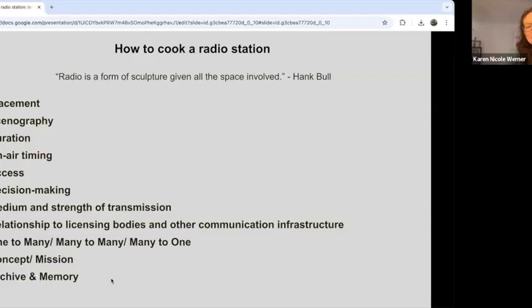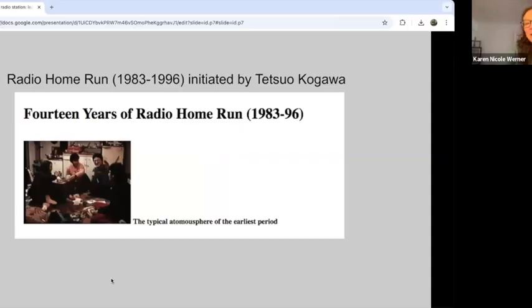Then this idea of one to many, many to many, many to one goes back to these ideas of Bertolt Brecht. Is the radio station conceived of as a space where there's a sender sending out a signal? Or what I love about the Tetsuo Kogawa situation that has been so inspiring to me, even when not working with just a mini FM, is this idea of bringing everyone into the station. So maybe I will talk about that.